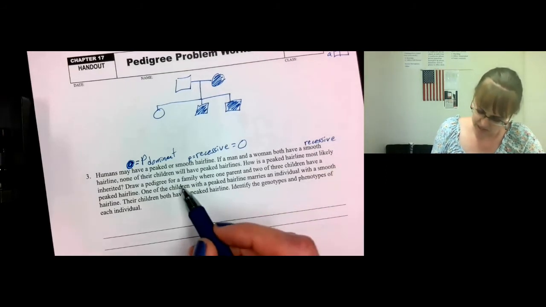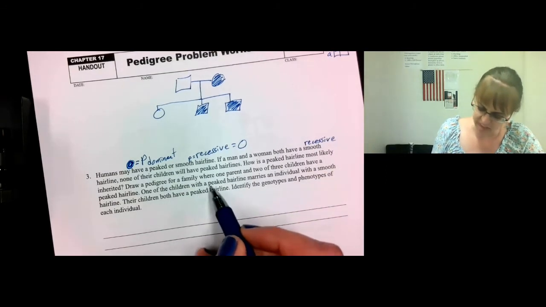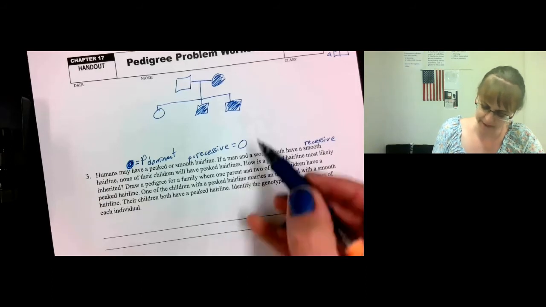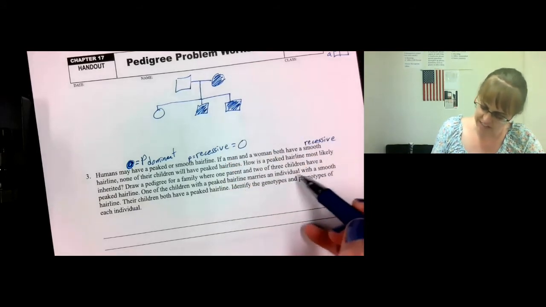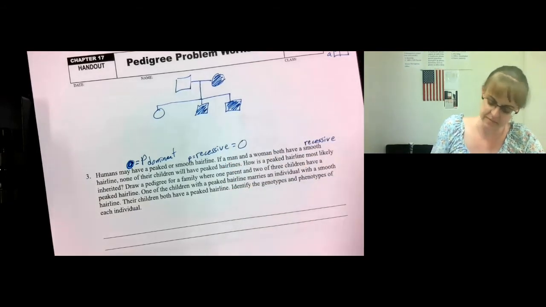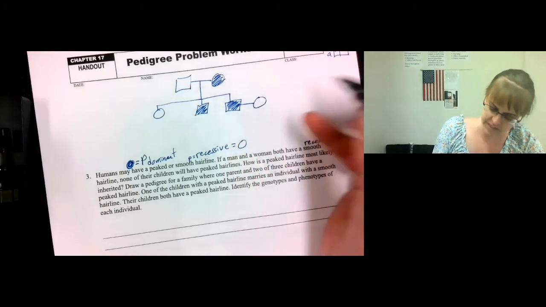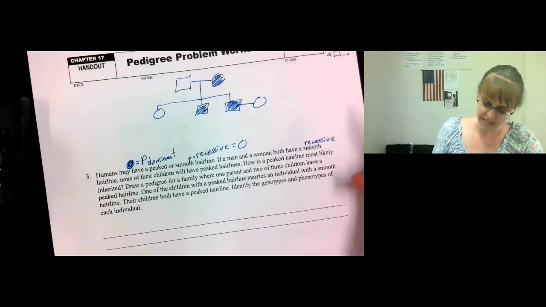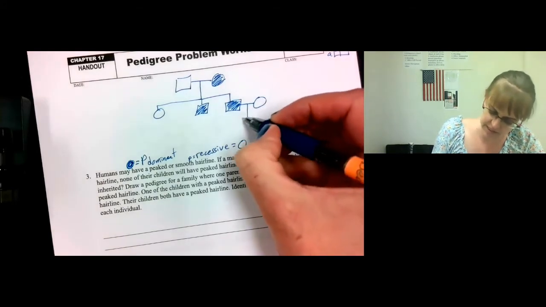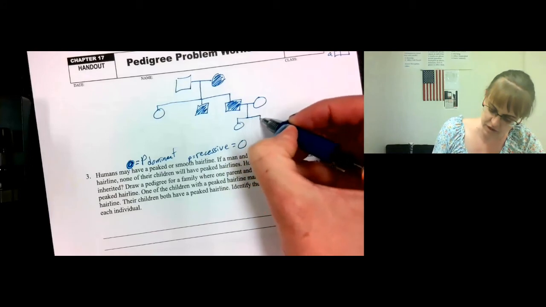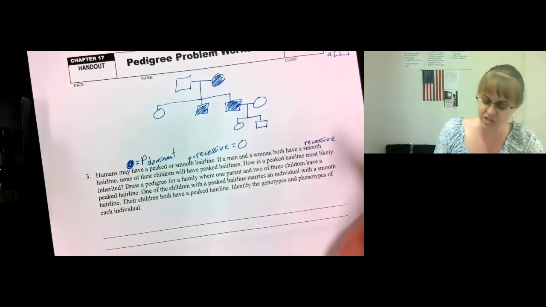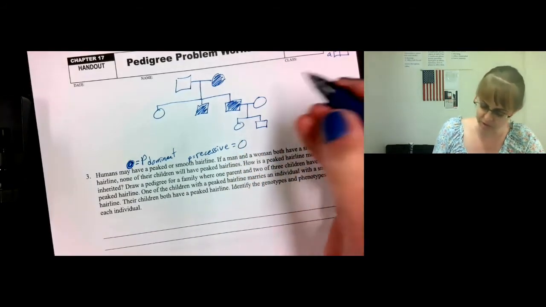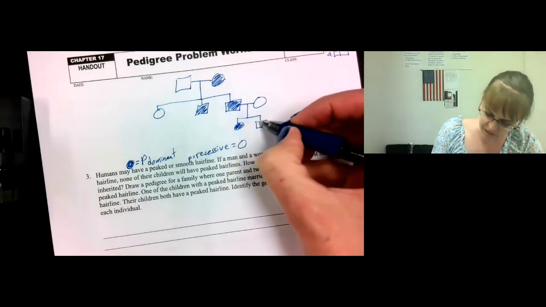Okay. One of the children with a peaked hairline, so one of these 2, marries an individual with a smooth hairline. Okay, so marries somebody with smooth. Their children both have a peaked hairline. So they have 2 kids. Let's make it a girl and a boy. You can make whatever combination you want. And they both have a peaked hairline, so they're both colored in.